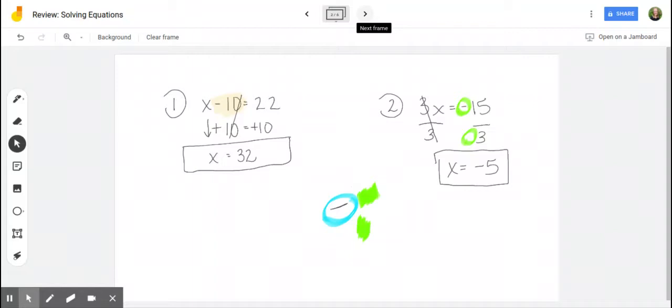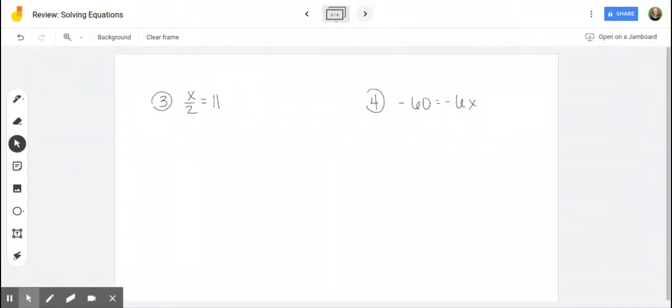Okay, so let's look at our third problem. So I had x over 2 equals 11. So anytime you have a fraction is a division problem. So to get rid of division, I do the inverse of division, which is multiplication. So I see that it's being divided by a 2, which means I need to multiply it by a 2.